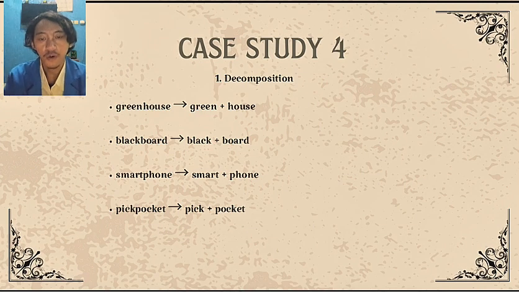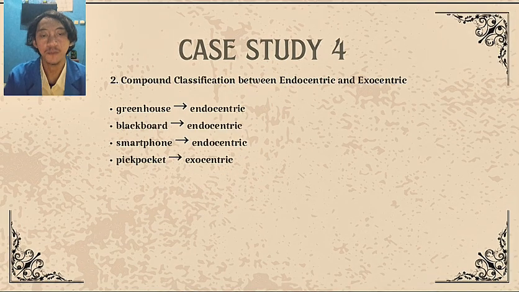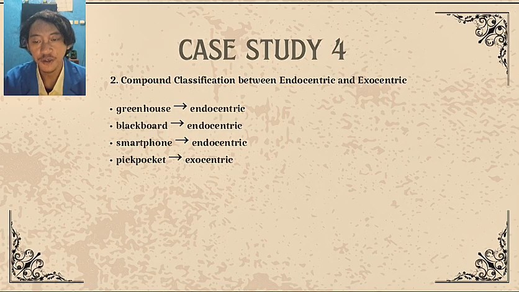Case study 4, decomposition. Greenhouse is green plus house, blackboard is black plus board, smartphone is smart plus phone, pickpocket is pick plus pocket. Second, compound classification between endocentric and exocentric. Greenhouse is endocentric, blackboard is endocentric, smartphone is endocentric, and pickpocket is exocentric.